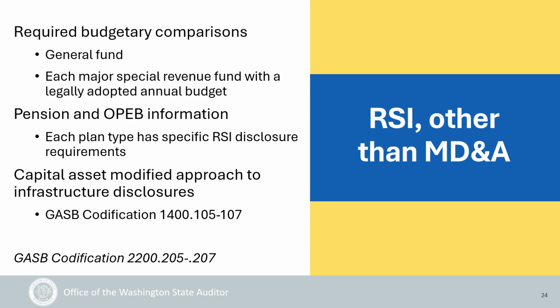Also required are schedules regarding pension and OPEB information, as well as capital asset schedules if you use the modified approach to infrastructure, which is a different approach to capital asset tracking from the historical cost and depreciation method, and it is only allowable for infrastructure assets. For more information on the modified approach, you can visit GASB Codification 1400, paragraphs 105 through 107.